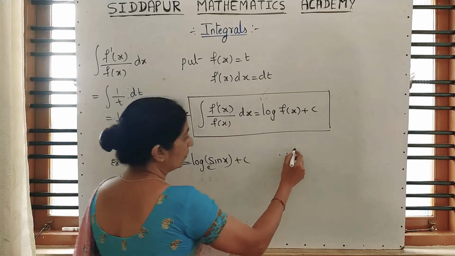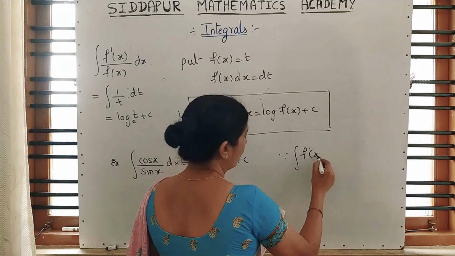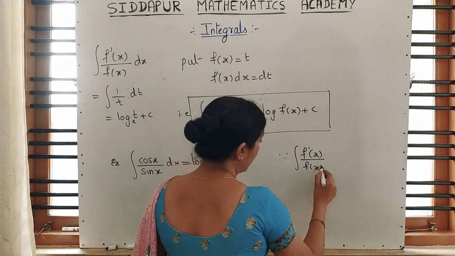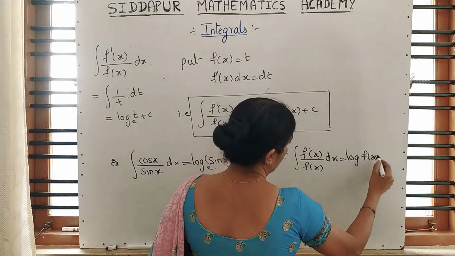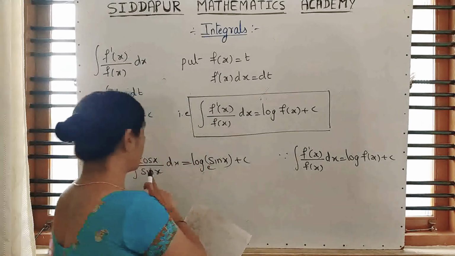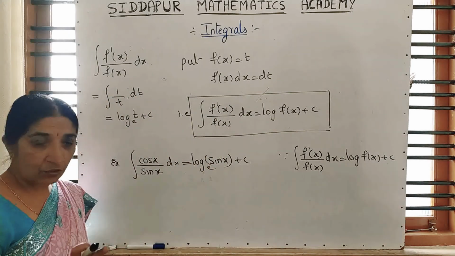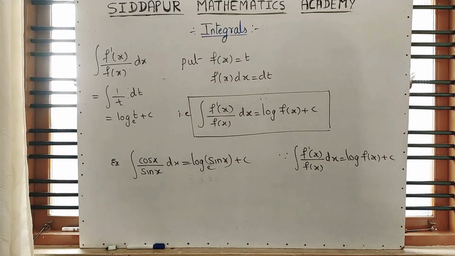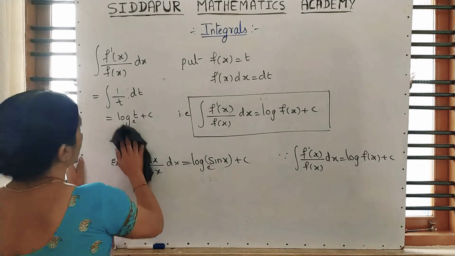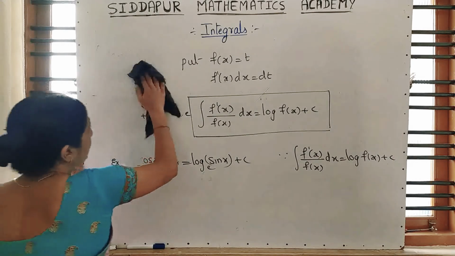Why? Because it is in the form of differentiation of the denominator gives the numerator. See, the differentiation of sin x is cos x, correct or what? That we are using. Like this we are using this formula. Otherwise you can directly go for substitution. I will explain both.